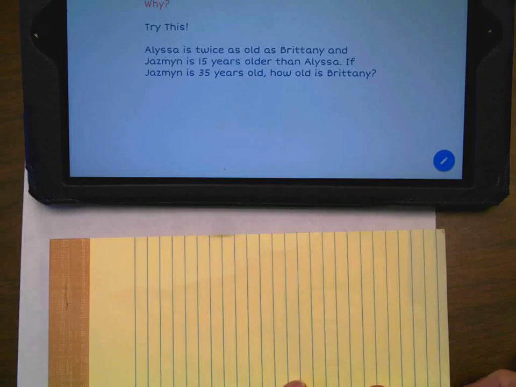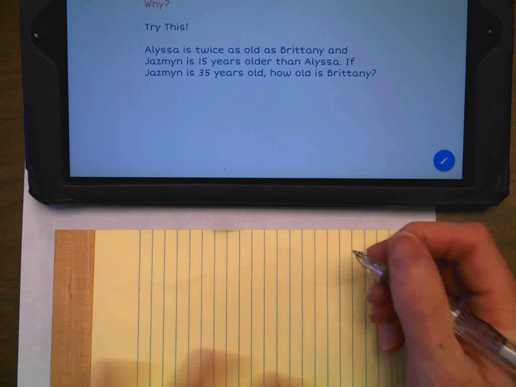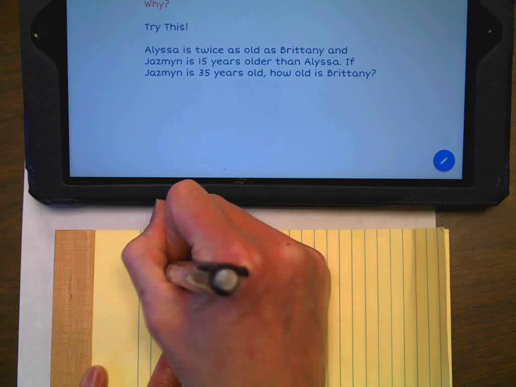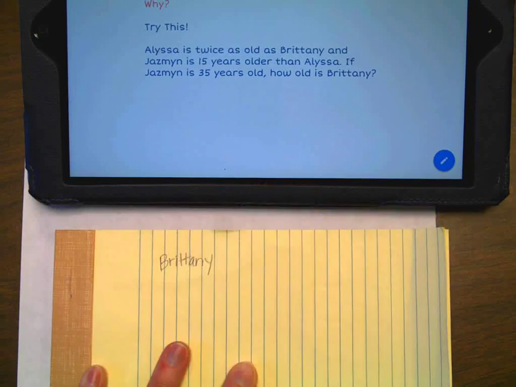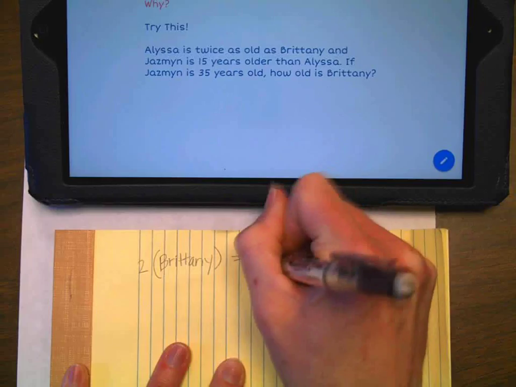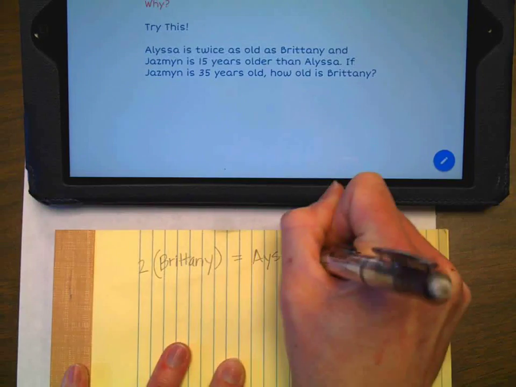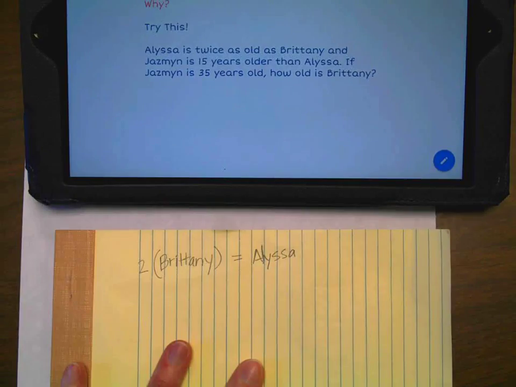So it says Alyssa is twice as old as Brittany. Well, twice in mathematics means that you're multiplying it by 2 because you have two of them, 2 times as much, 2 as many. And so if we have Brittany, okay, so Brittany, right? And we know that Alyssa is 2 times Brittany. That right there equals Alyssa because that's what it says in the story right there, Alyssa is twice as old as Brittany.